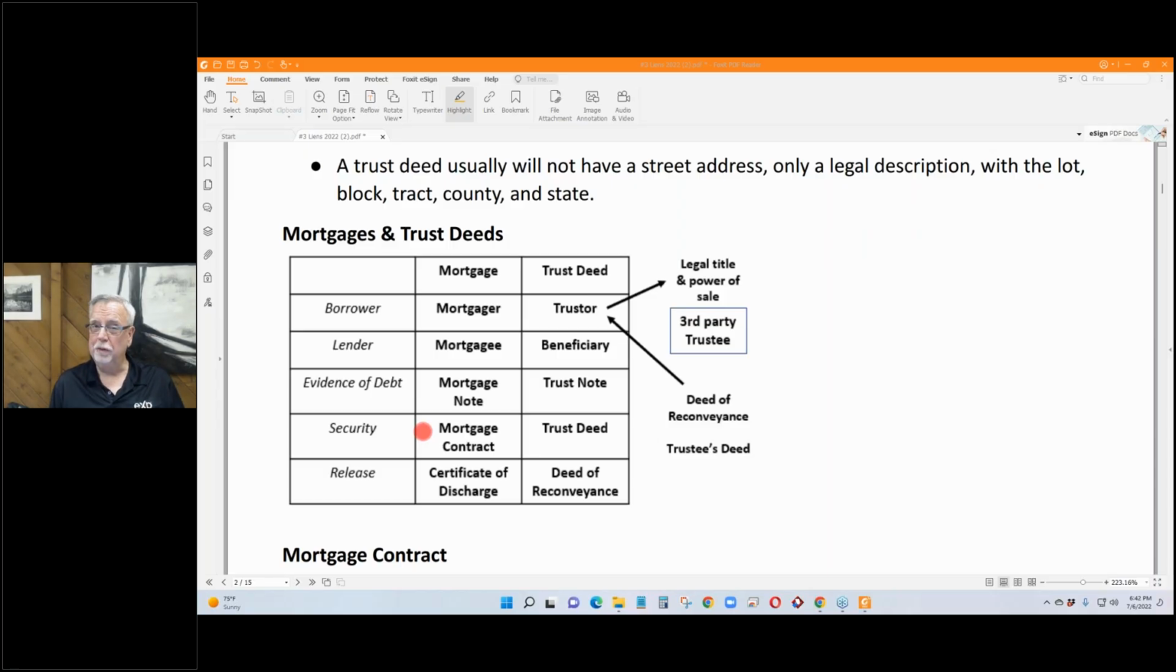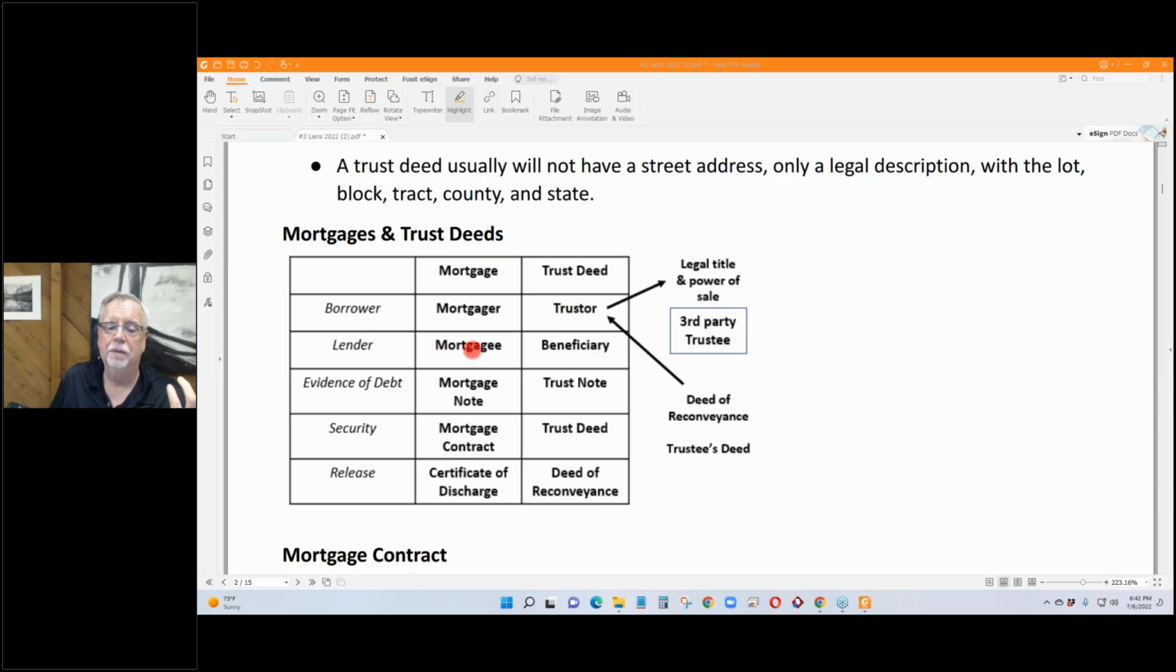And there are two different promises. The first promise is, I agree to pay back the $800,000 I borrowed. The second promise is, I'll give up the house if I don't. And the release of a mortgage is called a certificate of discharge. Now, if we're looking at trust deeds, which are in fact the most common method of financing real estate, if the borrower in a mortgage is called the mortgagor, then the borrower in the trust deed is probably called the trustor.